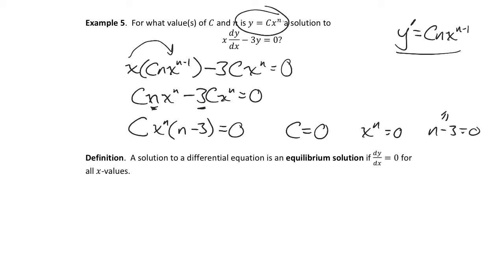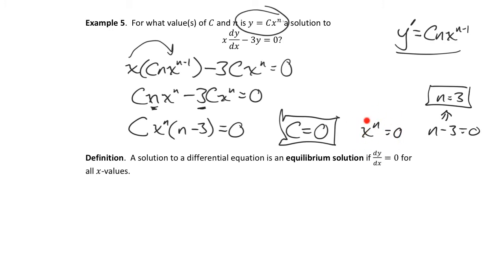Okay, let's start with this last one. If n minus 3 equals 0, that means n is equal to 3. n is a constant. Now we could also have c equal to 0, and that's really darned boring. Because if c equals 0, let's look at the original function. y is equal to c times x to the n. Oh, well, that would mean that the function is 0 itself. That's not terribly exciting.